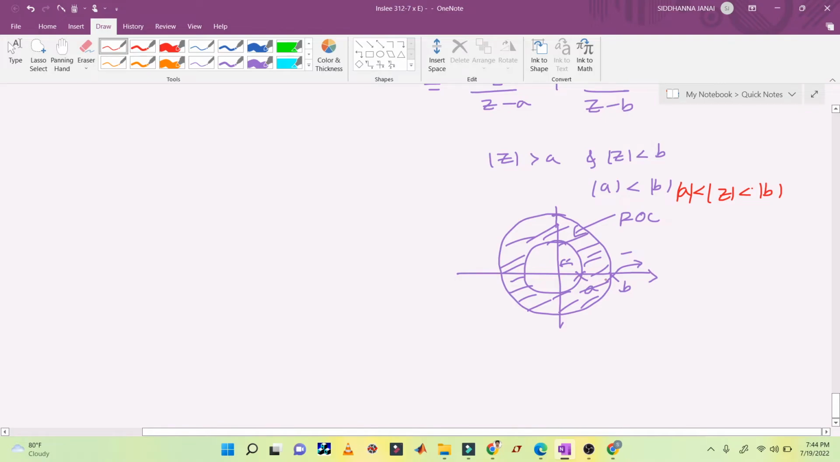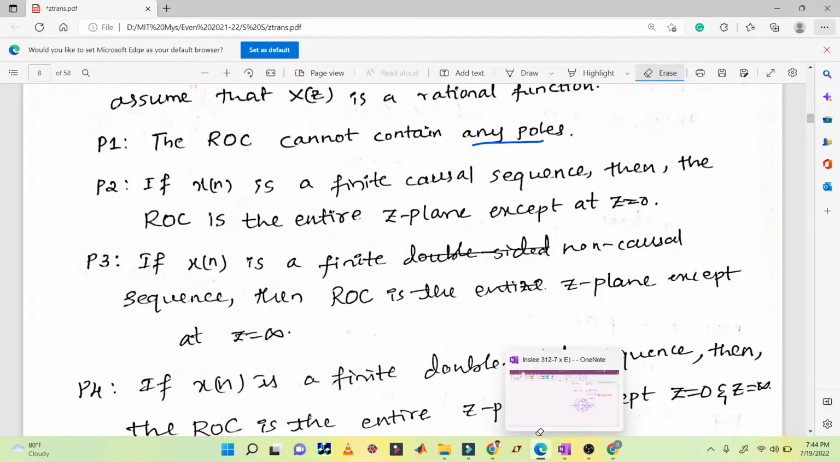It will not include A and B. That's why you can clearly see here, ROC does not include any poles, but it can be between two poles. Okay, the region can lie between two values, but the two values which make X of z infinity will not be there inside the region of convergence. That is the first property.